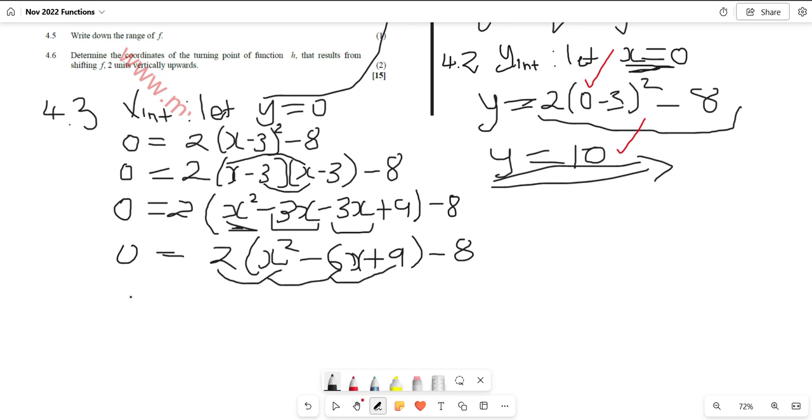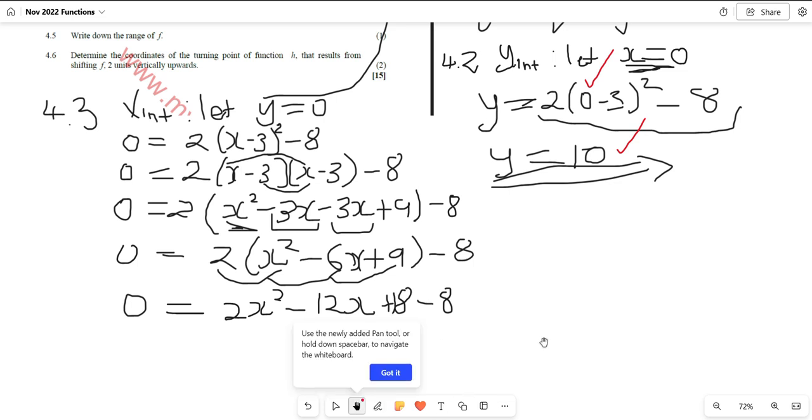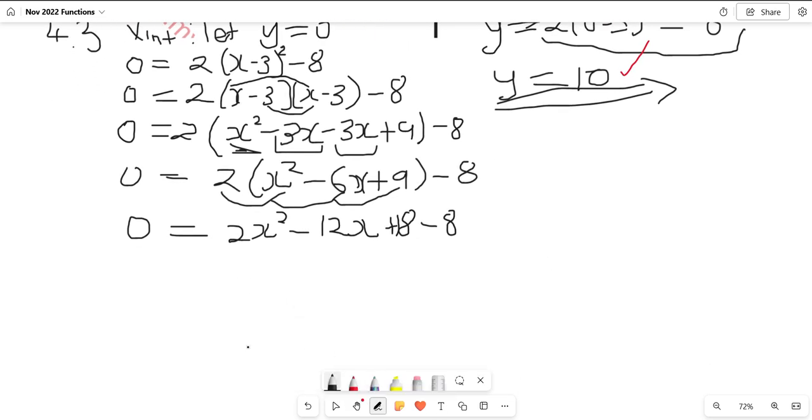Multiply everything by 2 there. We still have a 0. That is equal to 2 multiplied by positive x squared, it gives us positive 2x squared. Then 2 multiplied by negative 6x gives us negative 12x. Then 2 multiplied by positive 9 gives us positive 18. Minus what? Minus 8, minus a positive 18. There should be a 1 here. Then 0 is equal to 2x squared minus 12x.